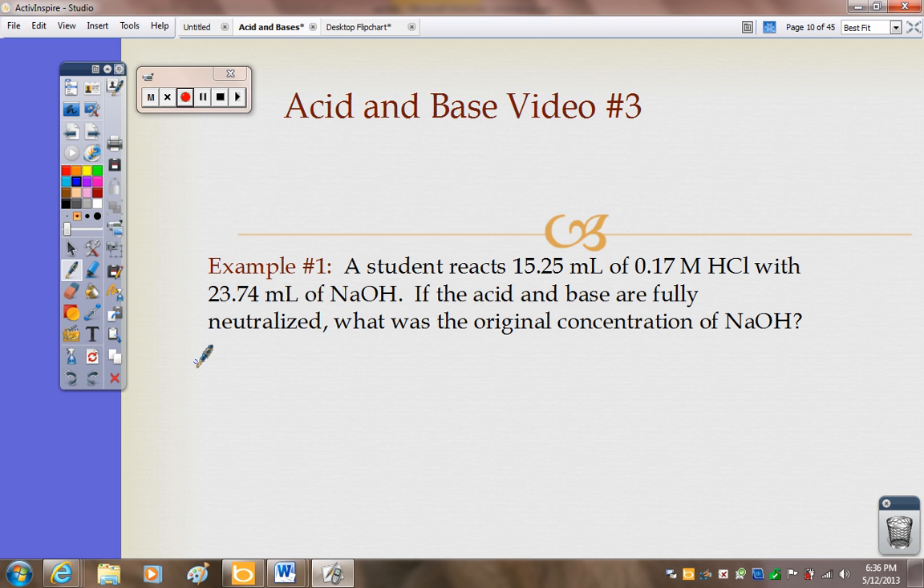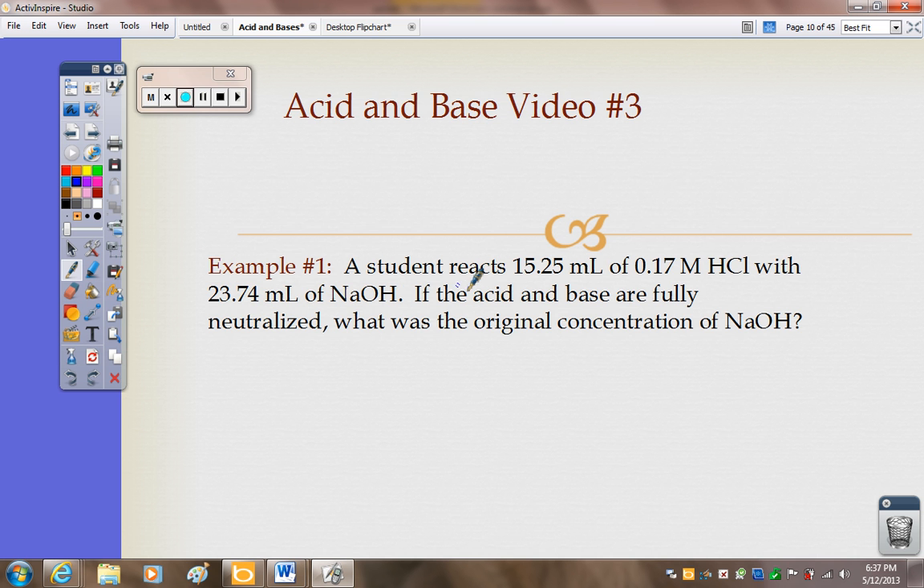Example number 1. A student reacts 15.25 milliliters of 0.17 molar HCl with 23.74 milliliters of sodium hydroxide. If the acid and base are fully neutralized, what was the original concentration of NaOH? Well, first off, neutralized just means that all the NaOH and HCl has been fully reacted and you don't have any leftovers. This is good because it means you do not have a limited reactant problem.